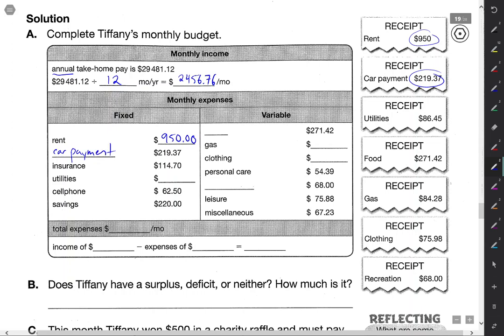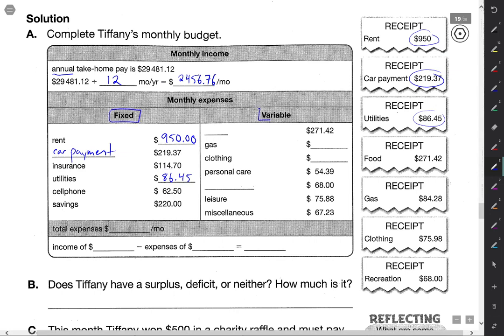So then they gave us her insurance here. Let's look at utilities. She spends $86 on those. So utilities are just like your water bill, your electricity bill, and so on. Cell phone, 62. Savings, she puts some money in her savings, so $220. So those are all of her fixed expenses. So those are the ones that are occurring no matter what.